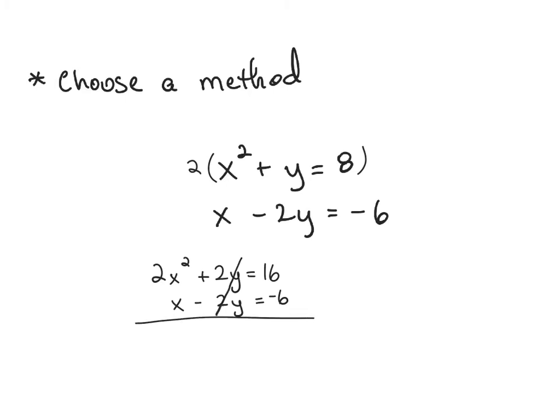And now that I have opposite coefficients there, those would cancel. You have to be a little careful here now because these are not like terms. 2x squared and x are not like terms. So when you add that column together, you get 2x squared plus x equals 10.